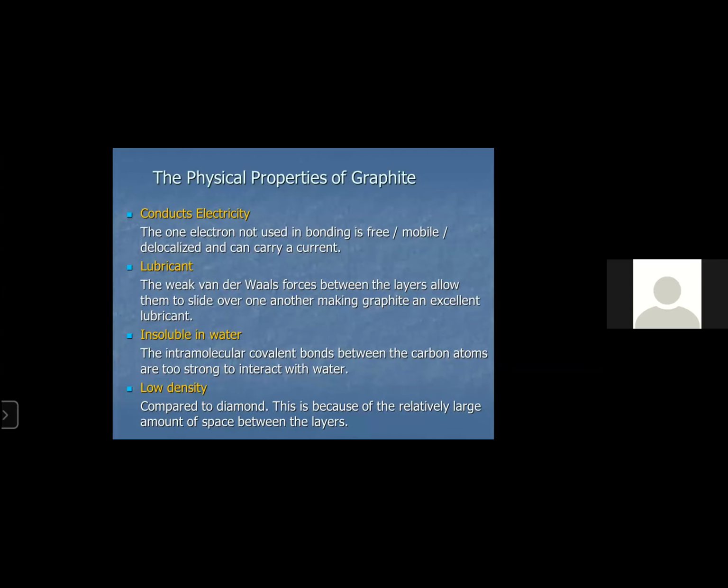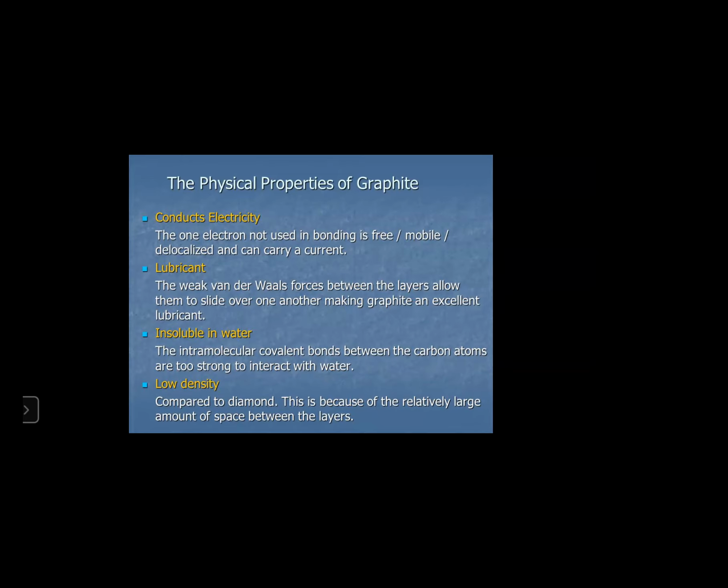It is insoluble in water. The intramolecular covalent bonds between the carbon atoms are too strong to interact with water, and because of this, they are not soluble in water. It has a low density compared to diamond. This is because of the relatively large amount of space between the layers. So once more, graphite has a layered structure, and because of this, these properties. Now let's see about diamond and fullerene.